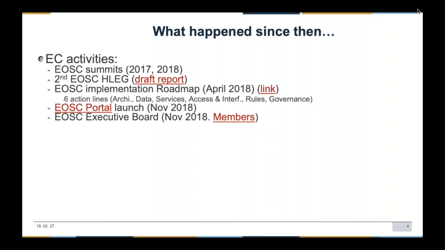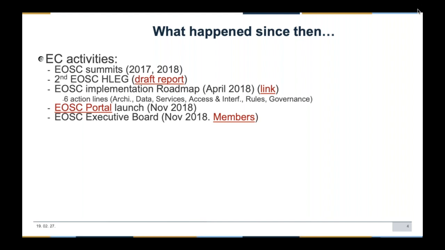What happened since 2016 or 2017 roughly? The European Commission started to organize annual summits or stakeholder meetings around the European cloud, established, as I said, a second high-level expert group, which brought some further recommendations into the EOSC landscape, and published a so-called implementation roadmap that defines 6 action lines: architectures, data, online services, access and interfaces, rules and governance. Around these 6 action lines it then defined some further topics and calls for proposals. The Commission also organized, based on their project, a so-called EOSC portal launch event late last year. And as you will hear later on, the EOSC-hub project very strongly contributed to that and was one of the drivers and implementers of this EOSC portal.